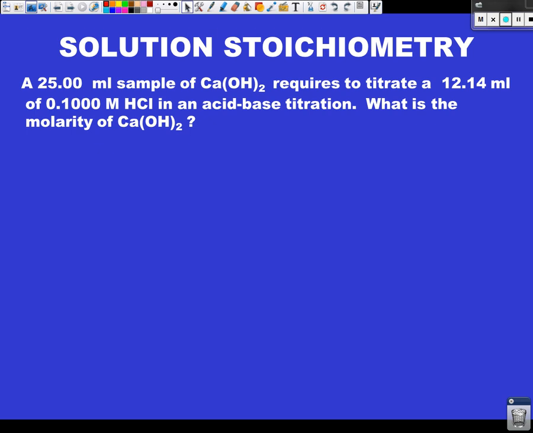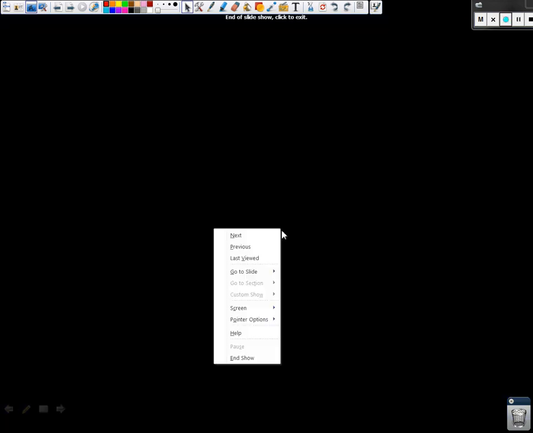Does that make sense? Nicole, are you with me at all? Okay. Jamil, you with me? What's the question? The molarity of Ca(OH)2. Ca(OH)2 is the base, right? That's MB. So you'd solve for MB. You with me? Okay. And I think that is it.